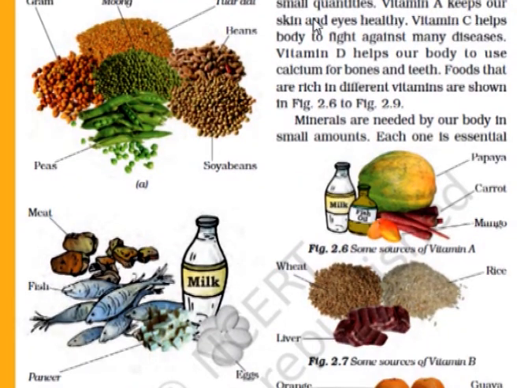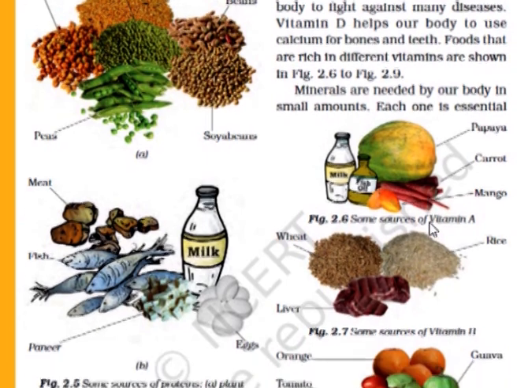Vitamin A keeps our skin and eyes healthy. Vitamin C helps the body fight against many diseases. Vitamin D helps our body to use calcium for bones and teeth. Foods that are rich in different vitamins are shown in figures 2.6 to 2.9. Now we'll see 2.6. What is this? The sources of vitamin A: papaya, carrot, mango, milk, fish oil. They are the main sources of vitamin A.